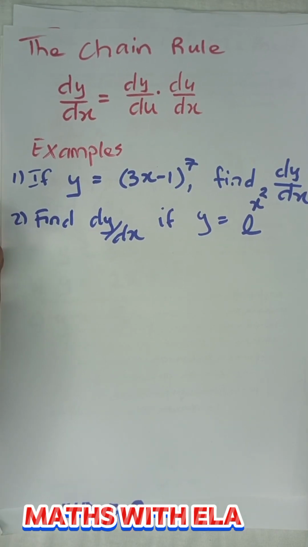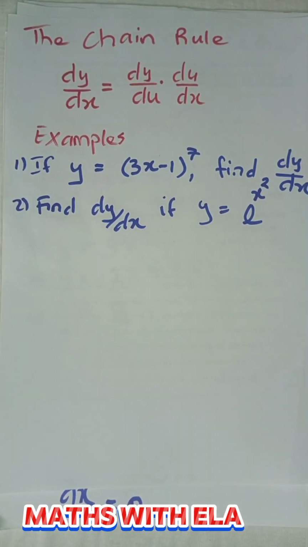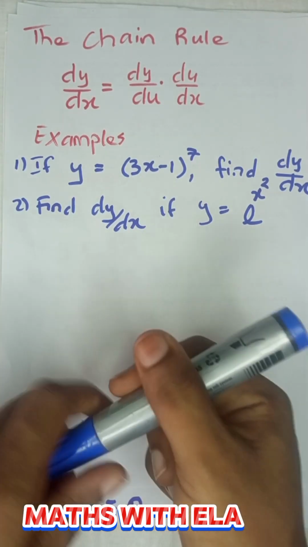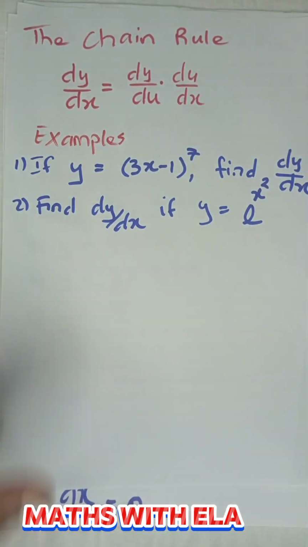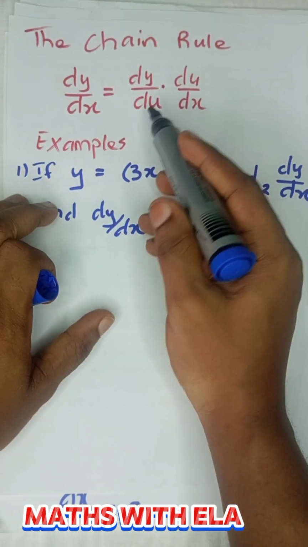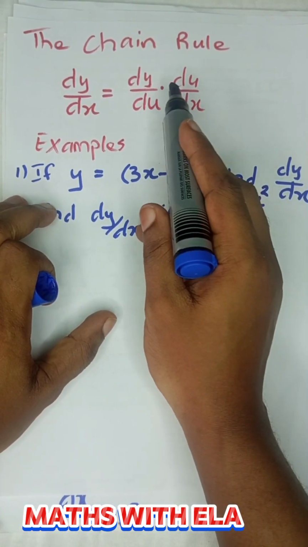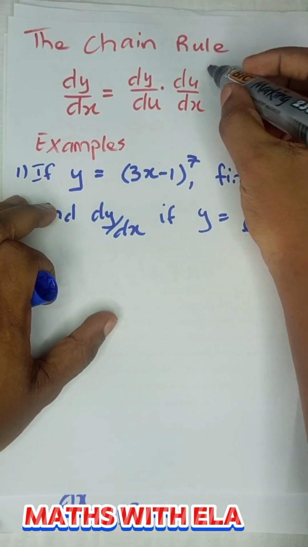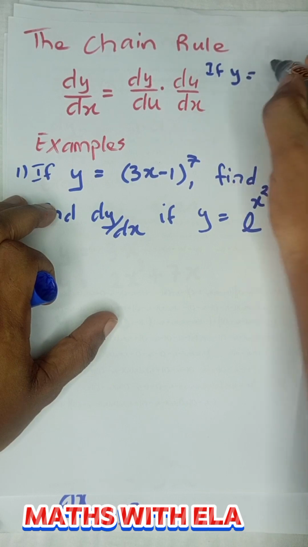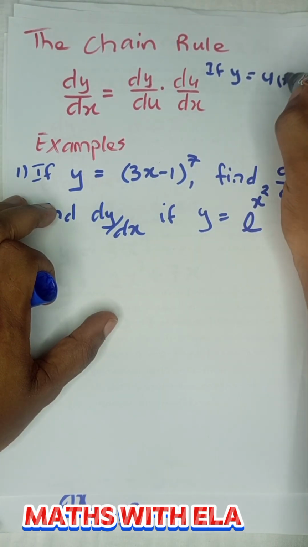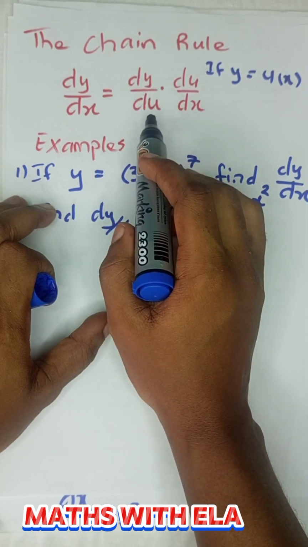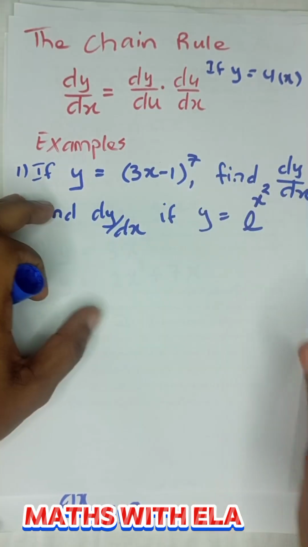Chain rule. The chain rule of differentiation, of course. So if y is a function of u and u is a function of x, then dy by dx will be equal to dy by du times du by dx. So we say if y is a function of u and u is a function of x, then dy by dx will be dy by du times du by dx.